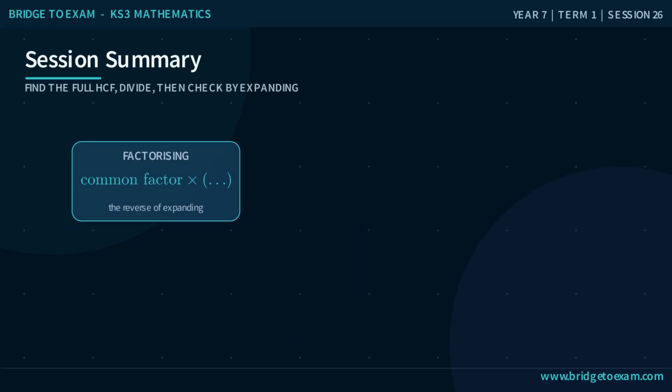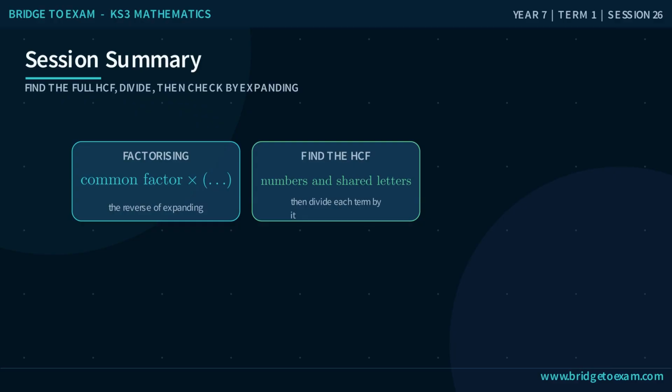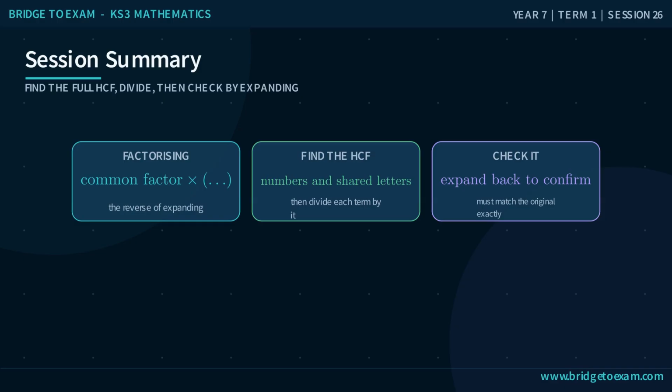Let's wrap up. Factorizing rewrites an expression as a common factor multiplied by a bracket, the reverse of expanding. Find the HCF of the coefficients and include any variable common to every term, then divide each term by that common factor. And always check your factorization by expanding it back out. It should match the original expression exactly.